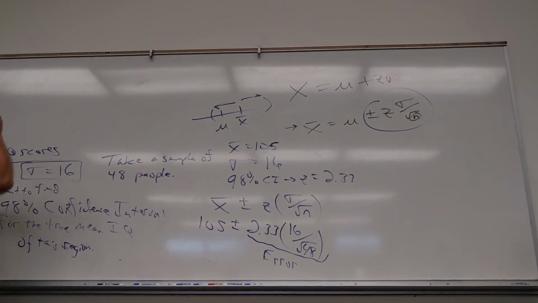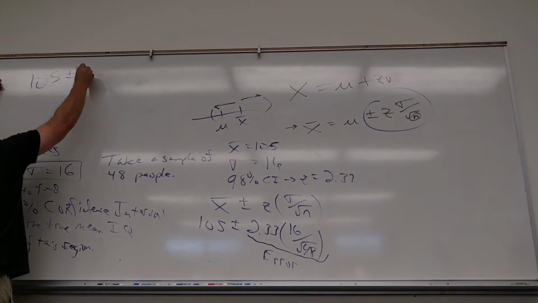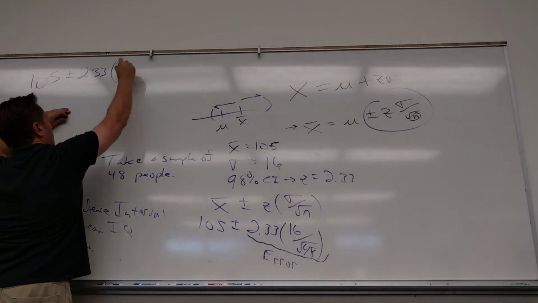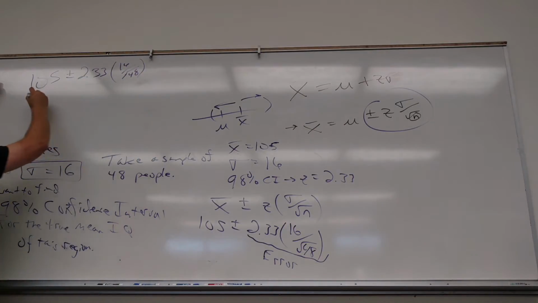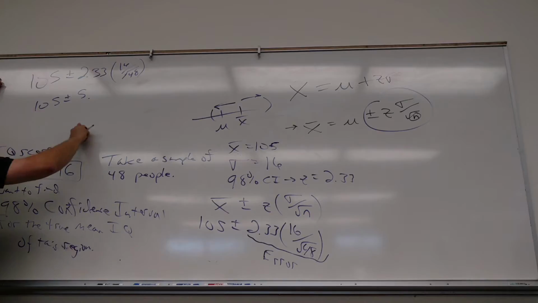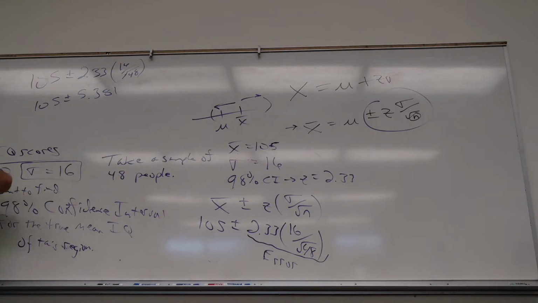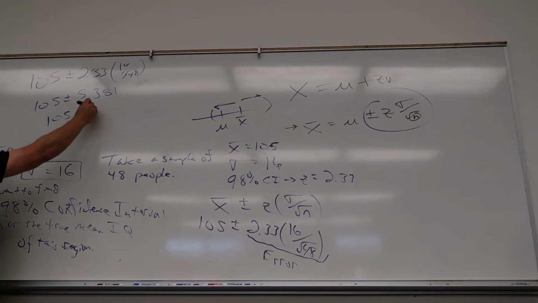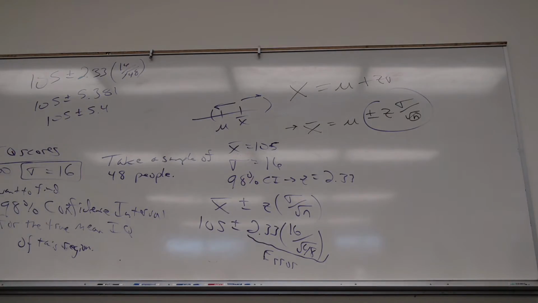So has anybody got that for me yet, the error? 5.381. Cool, I like it. Normally, for this number, I say go one more decimal place than the mean that they gave you, or whatever the mean is you calculate. So I could say 105, give or take 5.4. Is that cool? You guys see that? If you ever round further out, you're more accurate, so who cares? But at least one more decimal place than what this is.